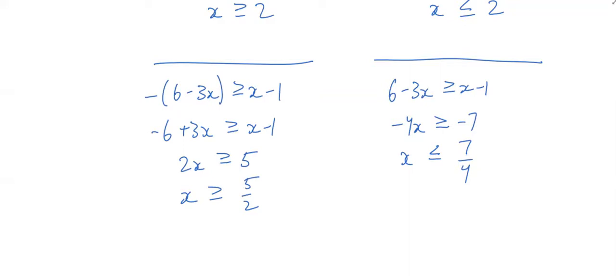Okay, great. We did all this work. Now what the heck does any of it mean? So let me ask you this. Numbers that are greater than or equal to 5 over 2. What's 5 over 2 as a decimal? 2.5. Numbers that are greater than or equal to 2.5.